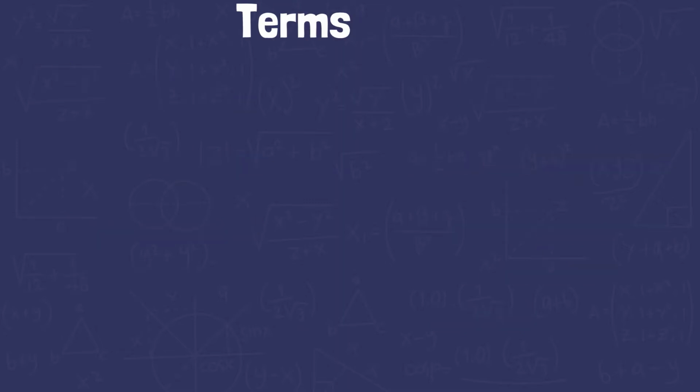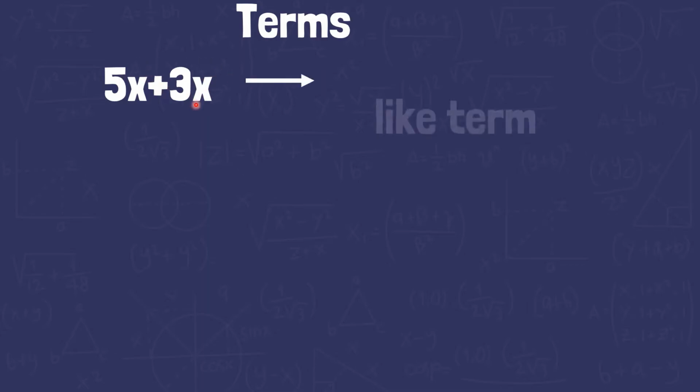Now we're going to do some examples of like terms and unlike terms so you get a better understanding of them. Our first question is 5x plus 3x. The first thing we're going to check is, are the variables the same? The first one has the variable x and the second one has the variable x. Yes, the variables are the same. The second thing we're going to check, are the powers of the variables the same? If a variable has no power on it, it means it has the power of 1. So both have the same power, which means they are like terms.